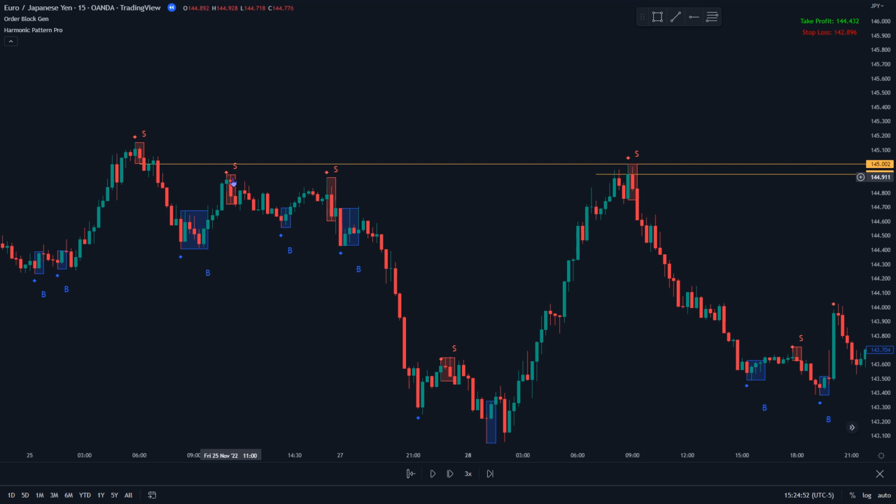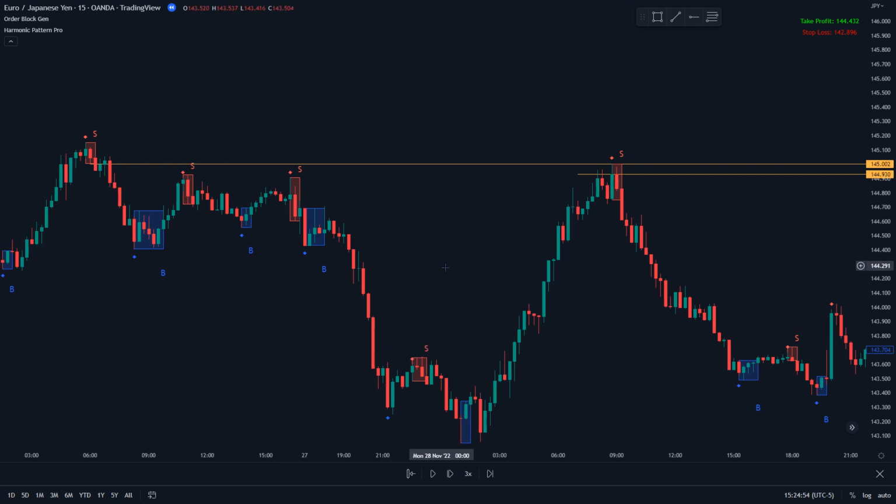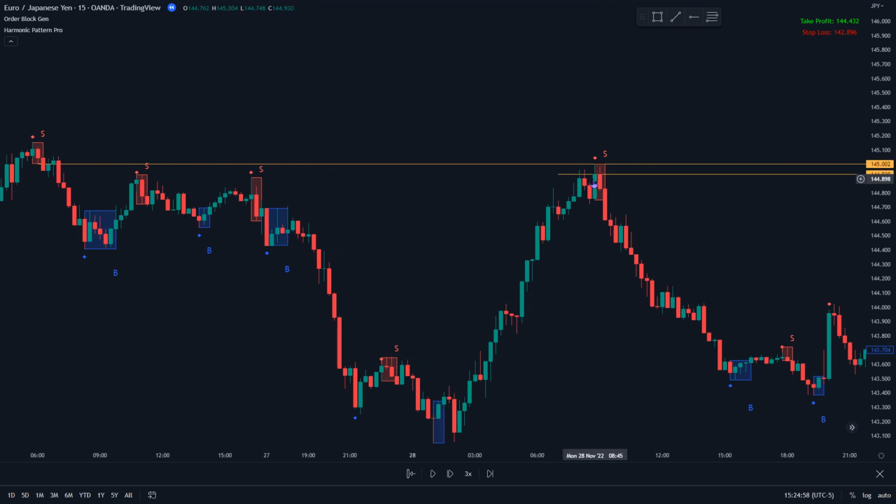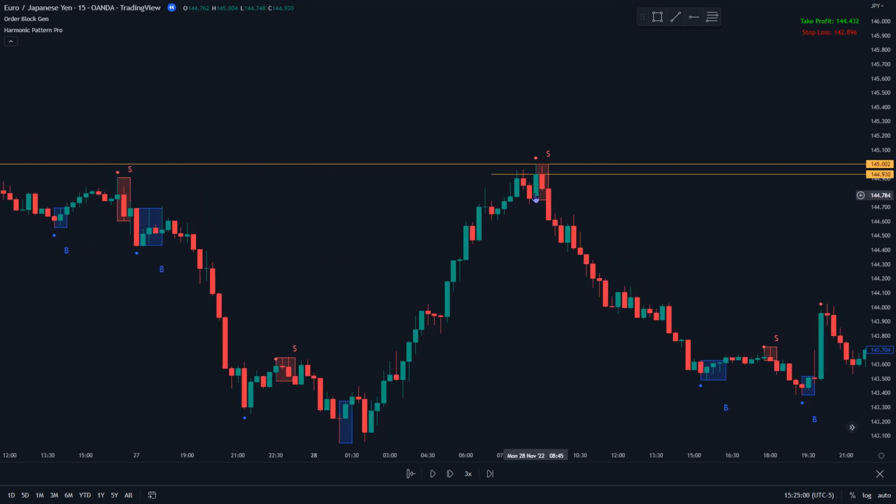Just above these here. Perfect touch into it. Now, I understand that the harmonic pattern has not formed yet. See, my cursor is showing 8:45, so that candle is not closed yet, so we don't have that pattern forming. After this candle closes, we have the bearish cypher that has formed.